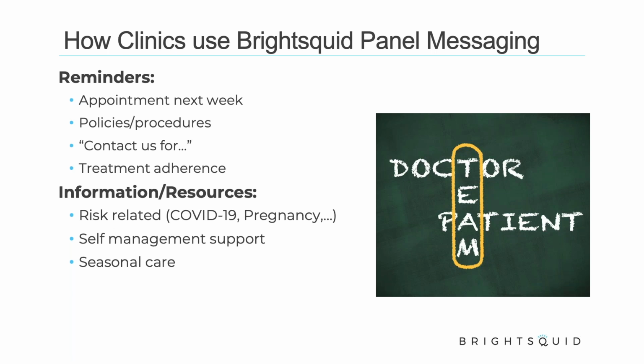And the self-management support is really big. So you have a panel of diabetic patients and you want to send out information about how to make sure that you're staying healthy. And you could do that on a regular basis, every 3 months or every 6 months or something like that. Clinics are doing that. And then seasonal care, hey, it's flu season. Here's how to look after your kids when they're not feeling well, or watch out for these symptoms that might mean this, that kind of thing.